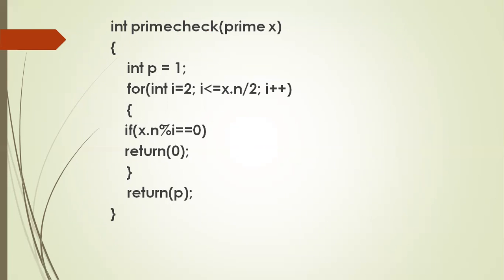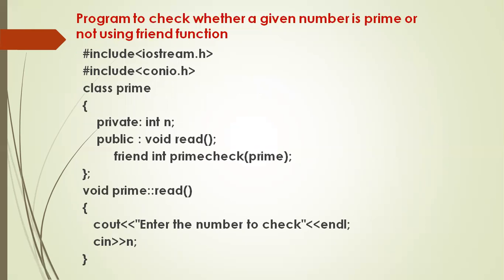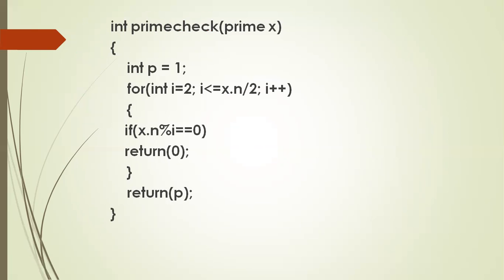Now, which is the member data here? N is the member data. So the read function can access N directly, whereas the prime check function, since it's a friend function, can access N always through x. So to start with, you take one variable called p equal to 1. Then how to check whether a given number is prime or not? Here the number I want to check is N. But a friend function can access N through x dot N.